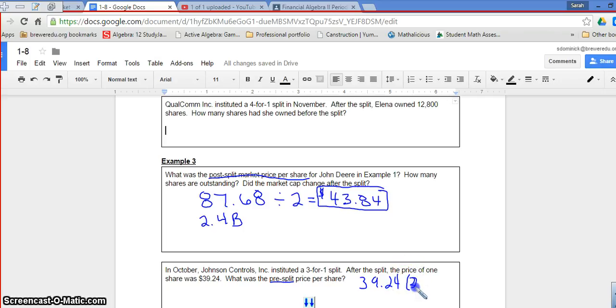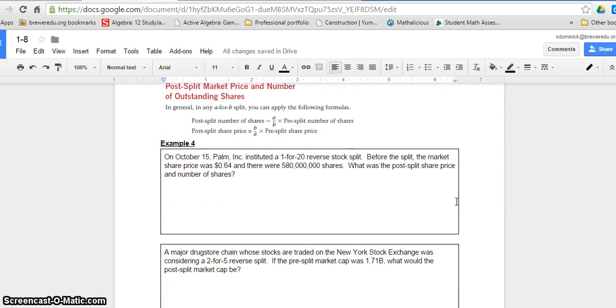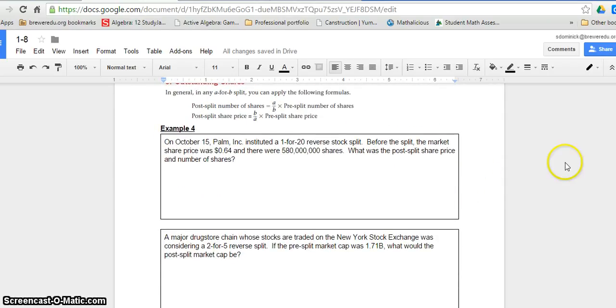Before the split, 1 stock must have been worth 3 of these pieces. So I need to multiply it by 3. So $39.24 times 3 is $117.72. There's a little decimal right there. That is the price of 1 share before the split, and that's what it's asking for there. Let's see if we can get to the next one. Okay, here they're going to give you some equations to use for example 4.